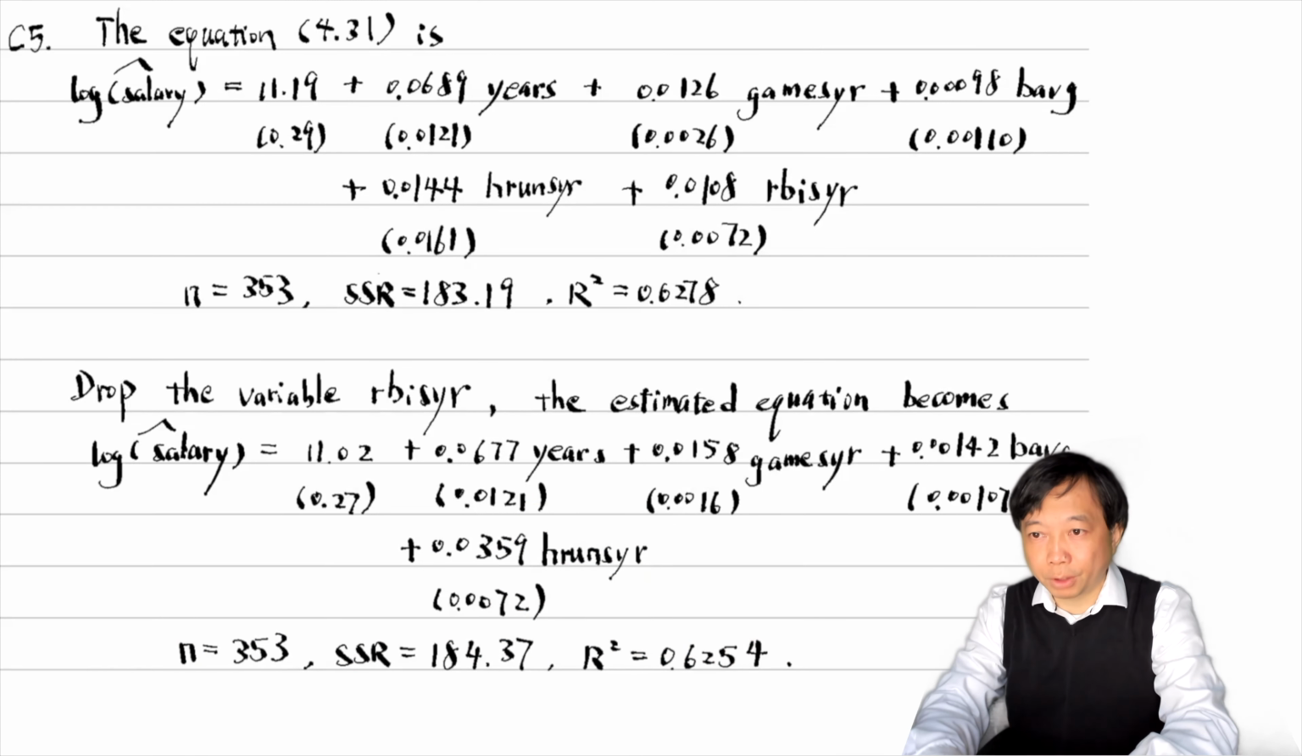Comparing the two equations, we find that the home runs variable becomes statistically significant at the 1% level when the runs batted in variable is dropped. The size of the coefficient is more than double.